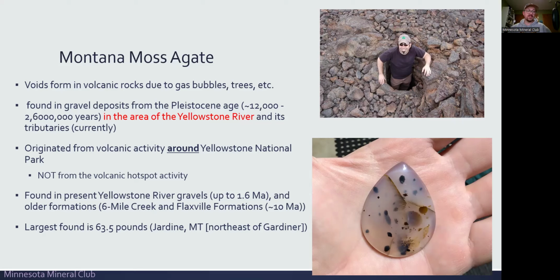And just as a reference, the largest agate that is believed to have been found from Montana is 63.5 pounds, and it was found in Jardine, Montana, which is just northeast of Gardiner, which would thus be very close to the source.